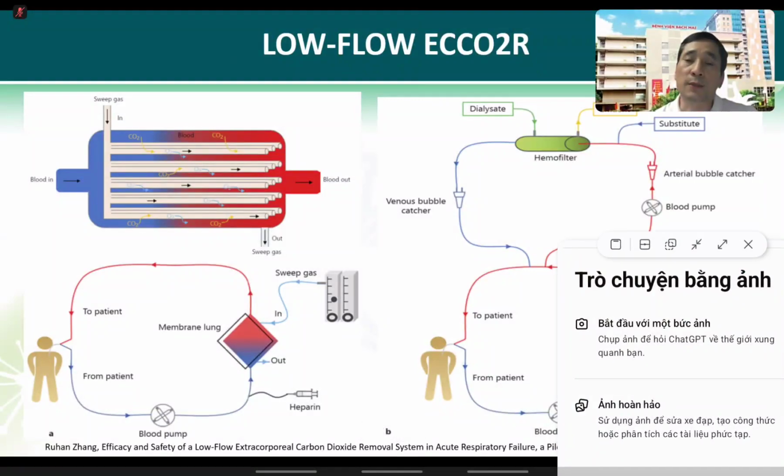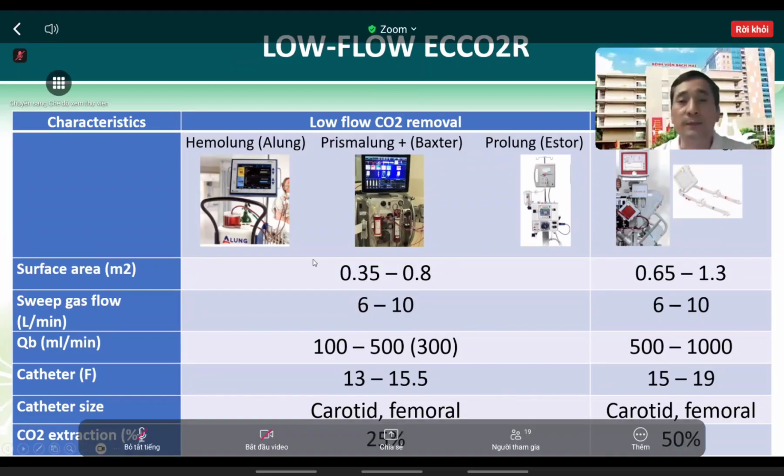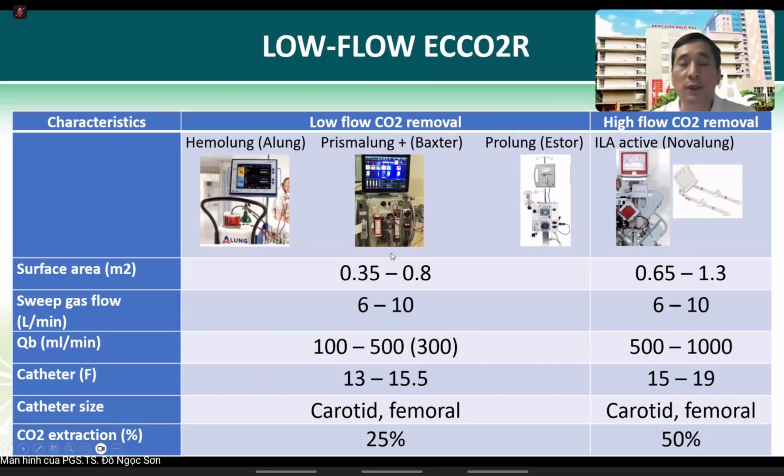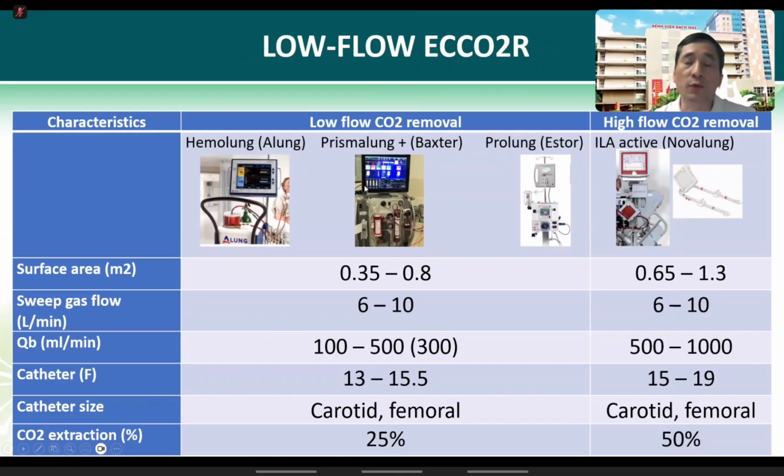Chambers and blood chambers. This is a table to show the different kinds of machines. You see the manufacturers made their own machines, like what is very popular now in Vietnam. We see this is a Prismalung from Baxter. This device is working for the CRT, and they add one function here for CO2 removal.